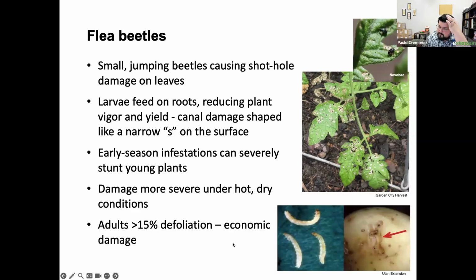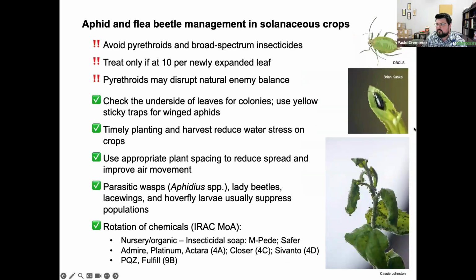When the defoliation happens over 15% of the leaflet, then you will have economic damage. So these are the recommendations for both aphids and flea beetles management. Again, avoid pyrethroids and broad spectrum insecticides for this pest. Treat only if at 10 aphids per newly expanded leaf, especially for small, not yet fully established plants.